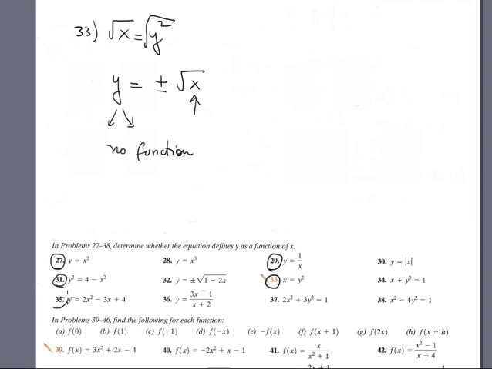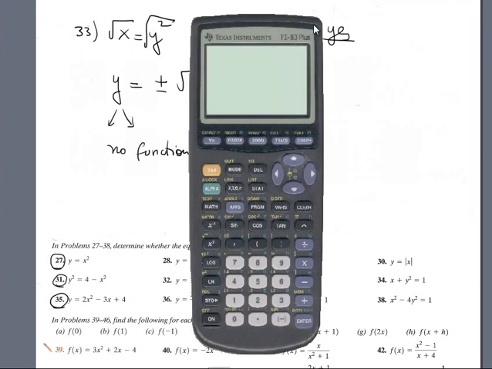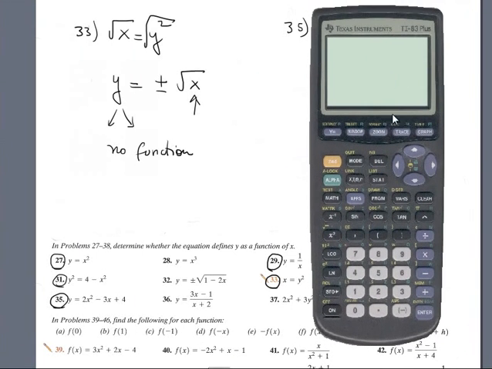35. 35 is a polynomial function. It's nice. 35, yes. To make sure, put it in the calculator. You have a graphing calculator. And you put the function in the calculator. Okay, it's 2x squared minus 3x plus 4.